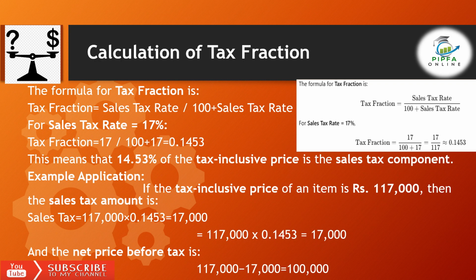Example application. If the tax-inclusive price of an item is 117,000 rupees, then the sales tax amount is: sales tax is equal to 117,000 multiplied by 0.1453. The answer is 17,000. And the net price before tax is 117,000 minus 17,000, which is equal to 100,000 rupees.